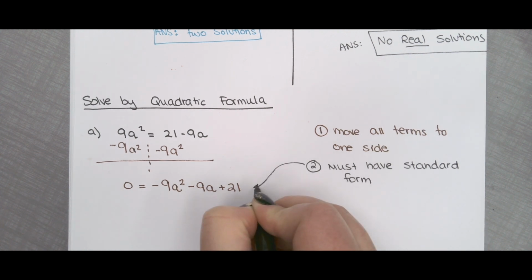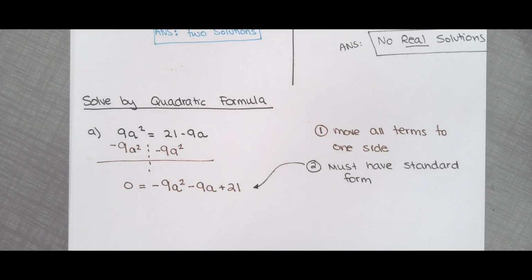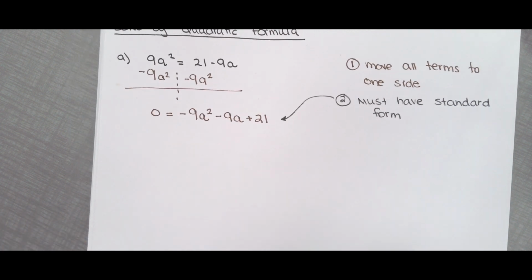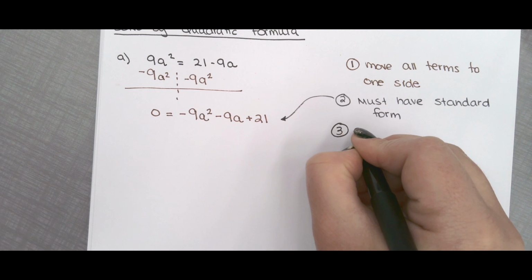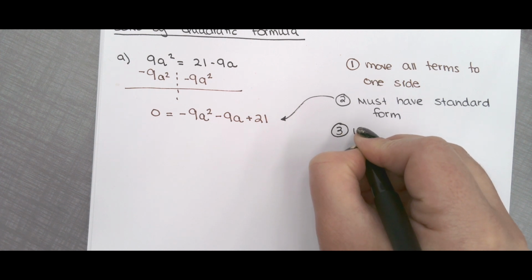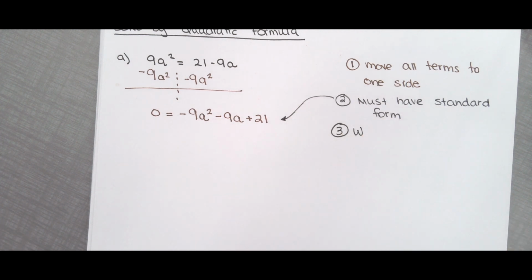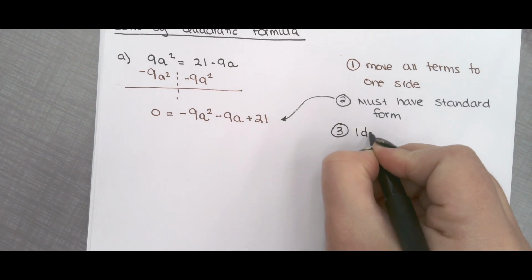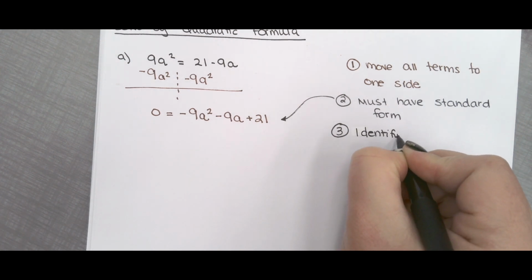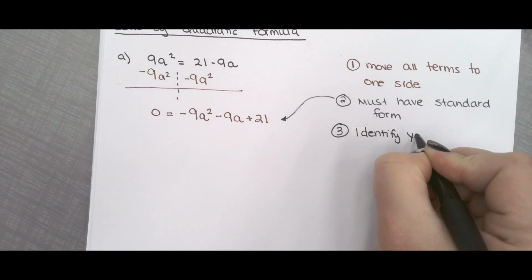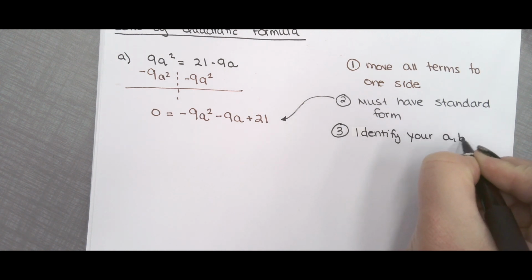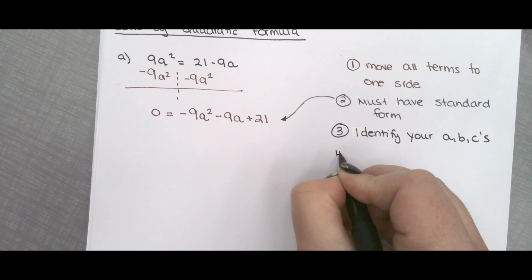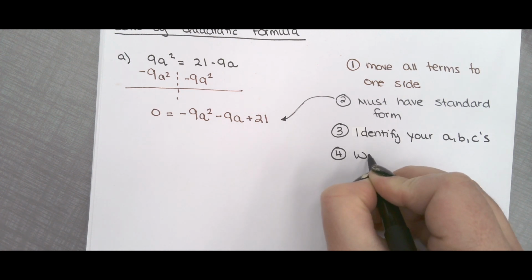Otherwise, you don't have your correct ABCs. Step number 3, write out. Do we want to write out? No, let's identify your ABCs and then write out the formula. And then step number 4, write out the quadratic formula.